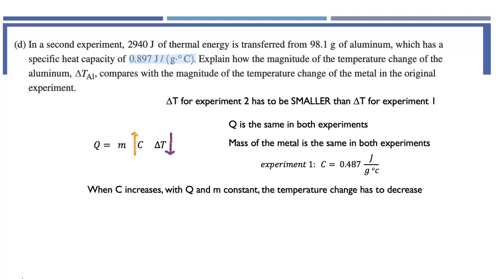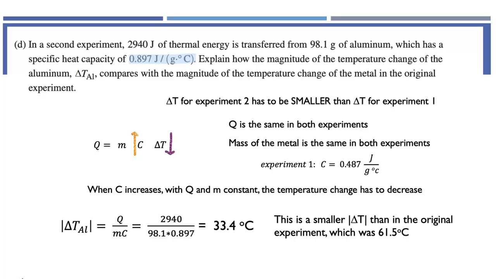Now, another way to approach part D would be literally to calculate delta T. So the delta T for aluminum would be the Q for aluminum divided by the mass divided by its specific heat. And if we substitute those all in, we get a delta T of 33.4 degrees Celsius. And that's definitely a smaller magnitude of change than the 61.5 degree change we saw in the original experiment. So we actually had two ways that we could have chosen to answer part D. We do need to make a claim that's correct and back it up appropriately to earn the point.